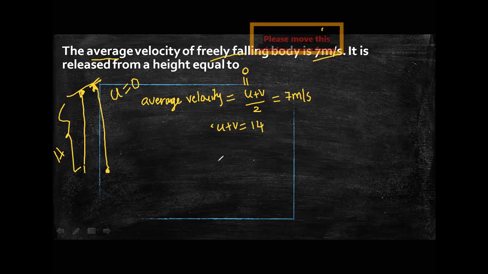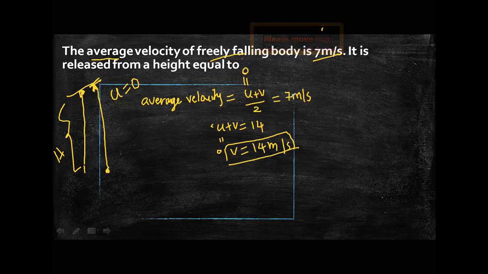Cross multiply. But here, as I mentioned, u is equal to 0. So v is equal to how much final velocity? 14 meters per second. Did you understand this, Pranav? I just cross multiplied: 2 into 7 is 14. u is 0 for freely falling bodies, so v is equal to 14 meters per second. But what is he actually asking? He's not asking for the final velocity. He's asking for the height at which you drop the object.